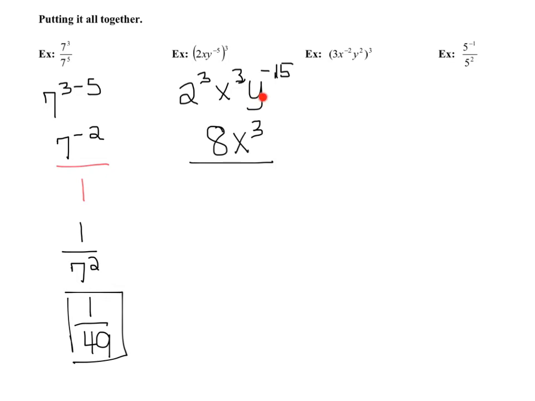Now because y has a negative exponent, it's going to go to the bottom. So it's going to become y, and by moving y down, that's what's going to change the exponent to positive. So your final answer on that problem would be 8x to the third, y to the 15th.